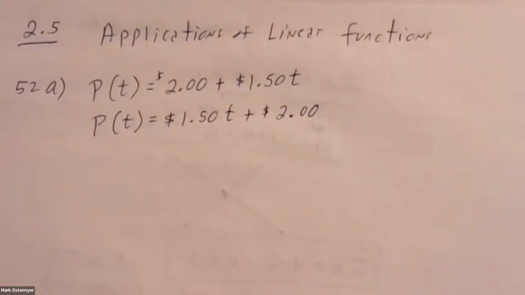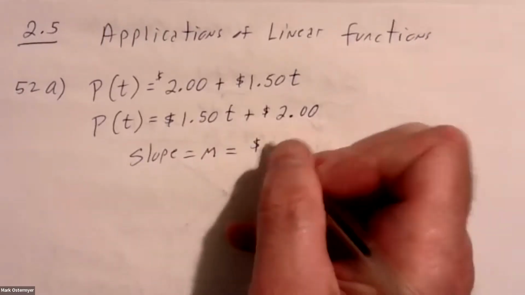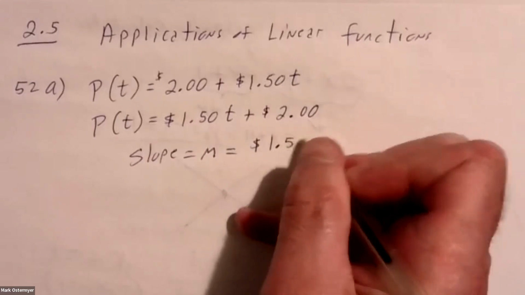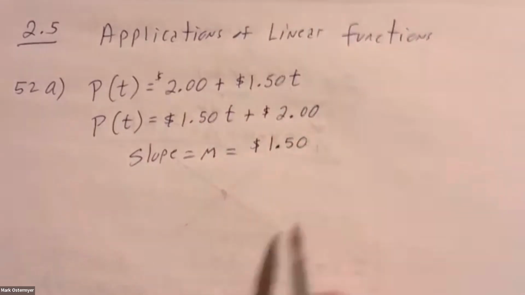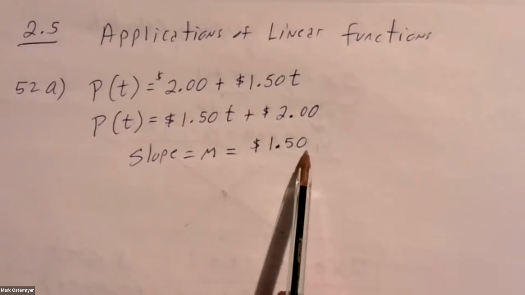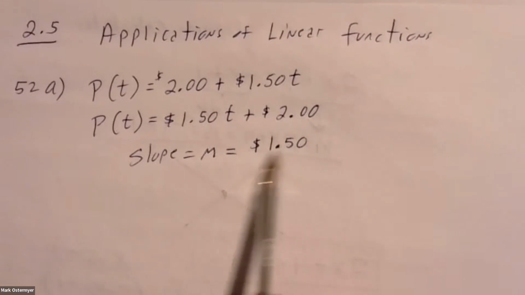Can anybody tell me what the slope of this function is? What would be the slope of this line here? This linear function. 1.50. All right, so the slope m is $1.50. Now, can we, in plain English, explain what this slope is really saying? Remember, a slope is a rate of change. It's a rate. So how would we express this as a rate? What's it saying? Anybody? 3/2.